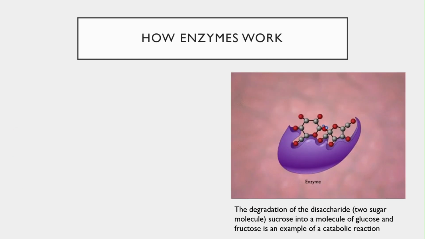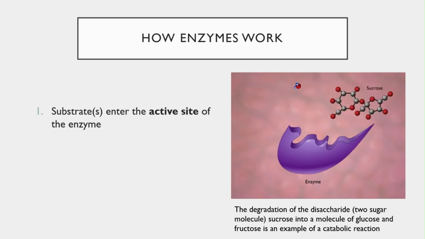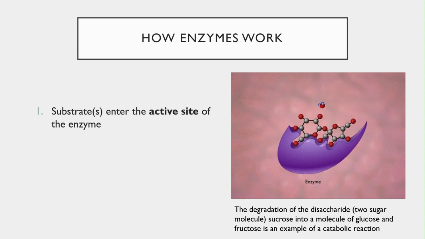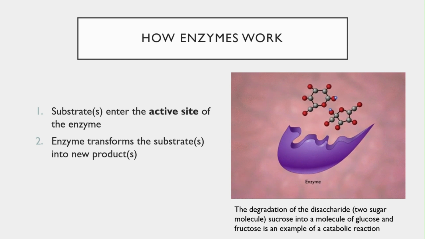Enzymes have a specific process to carry out their function. Initially, substrates bind to the active site of the enzyme, which is the region of an enzyme where substrate molecules bind and undergo a chemical reaction. Then the enzyme catalyzes the conversion of the substrate into new products.